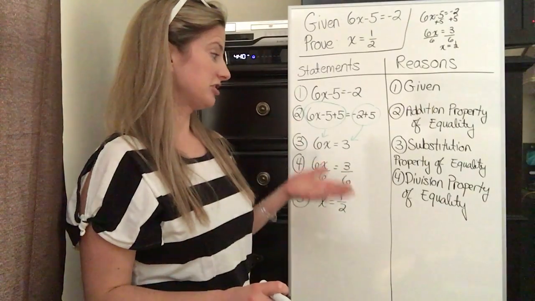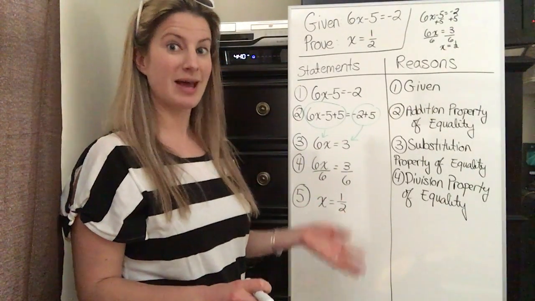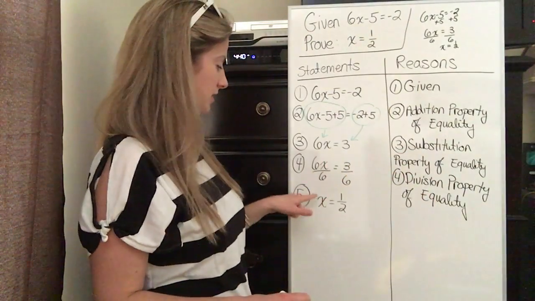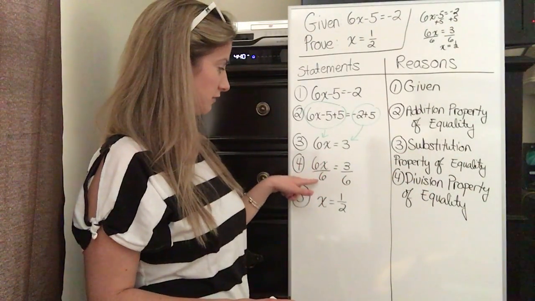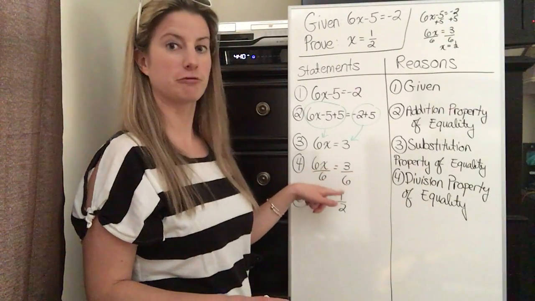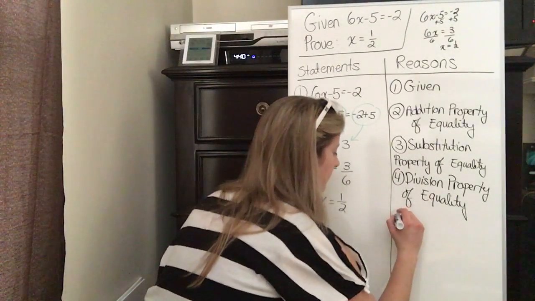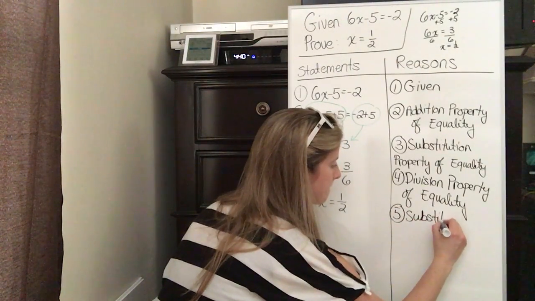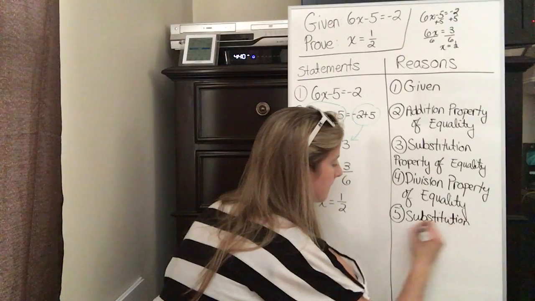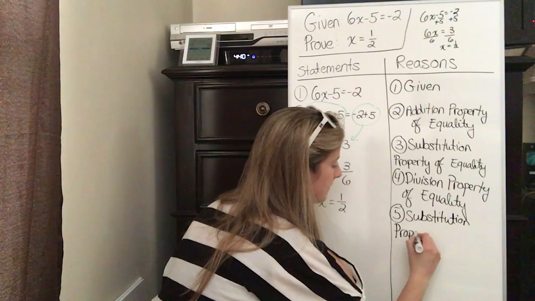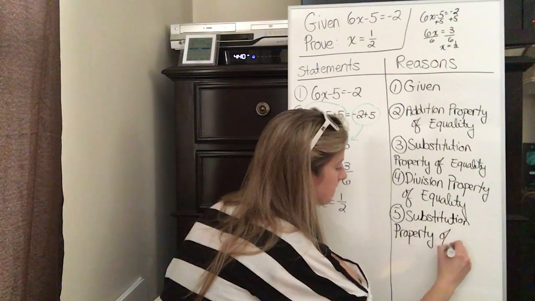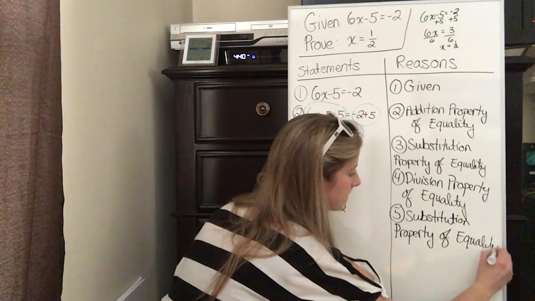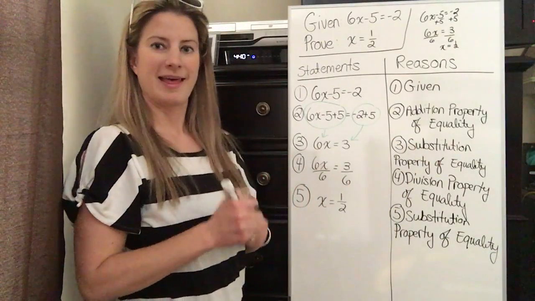Again, if your teacher lets you get away with simplify, I suppose you can do that, but the technical way to do it is the substitution property of equality, because we are substituting x for 6x over 6, and we are substituting 1/2 for 3/6. That's it.